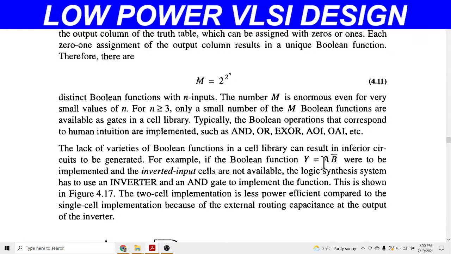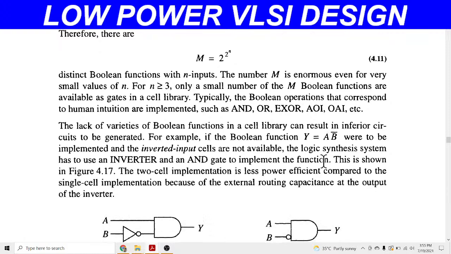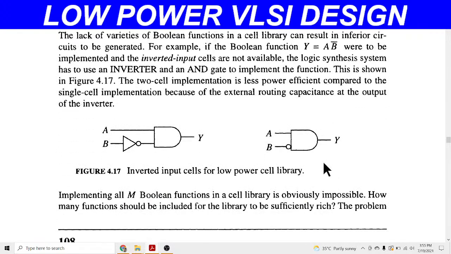Okay, so it is not possible for the cell library to implement all the Boolean functions. So there is one property of Boolean functions. What is that? Here one example is given. If we need to implement this function y equal to a b bar, which type of gate do we require? First we require a NOT gate for converting b into b bar, and then by using an AND gate we can find the y equals a b bar.